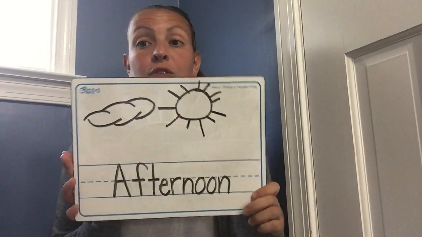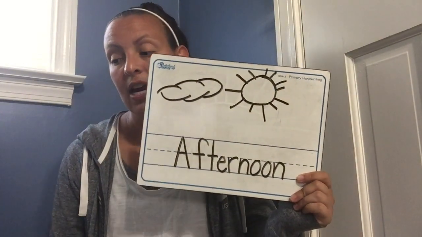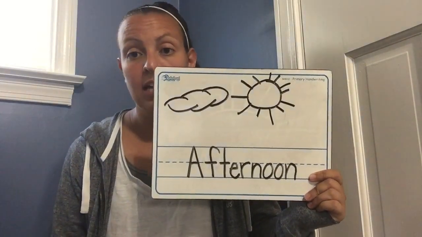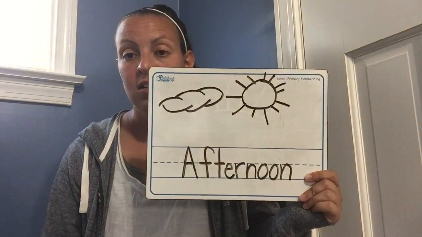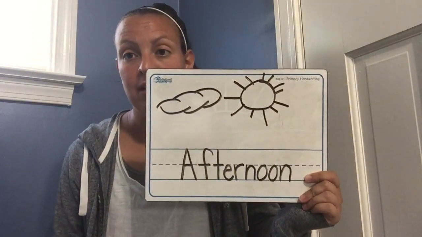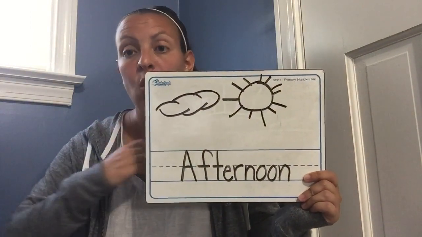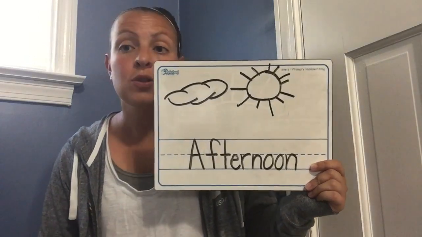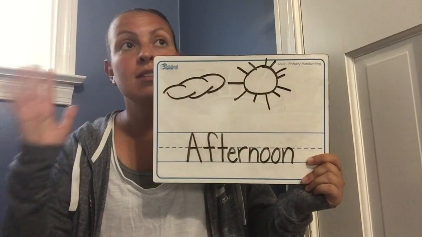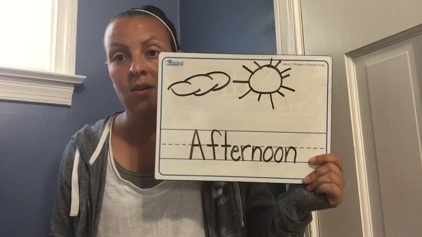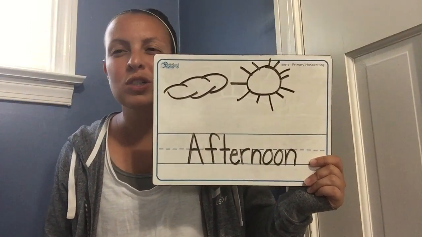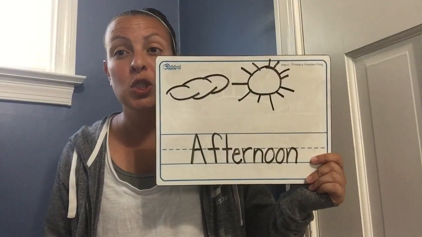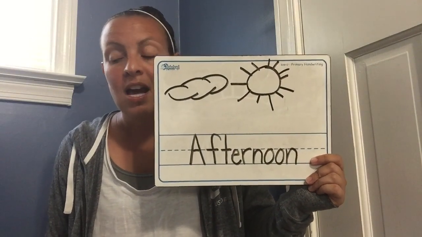Now after the morning comes the afternoon. And the afternoon, I like to think of it as when I eat lunch. That's when the afternoon starts. So the afternoon starts at lunchtime, and it usually goes all the way until it's time for dinner. So in the afternoon, you're still at school. The sun is up. It's always light out. And if it's warm out, it's usually the warmest in the afternoon.